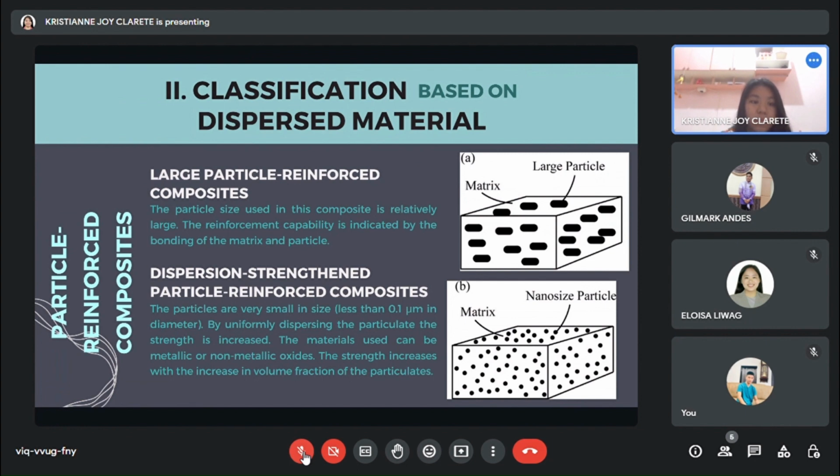When we say dispersion strengthened composites, the strength is achieved due to the interaction between the particles and dislocations within the matrix. A prime example of this is thoria dispersed nickel, which has resistance to high temperature oxidation.